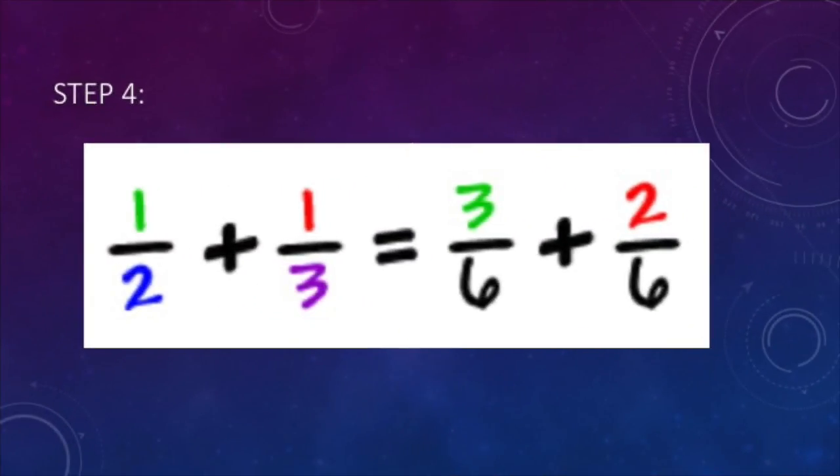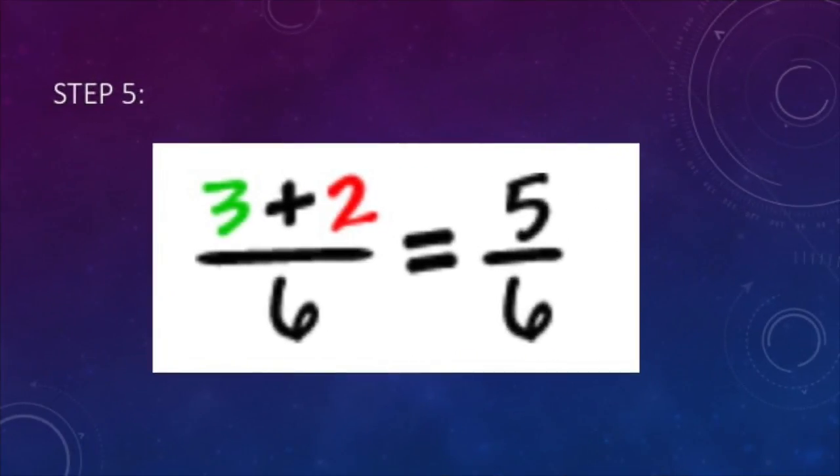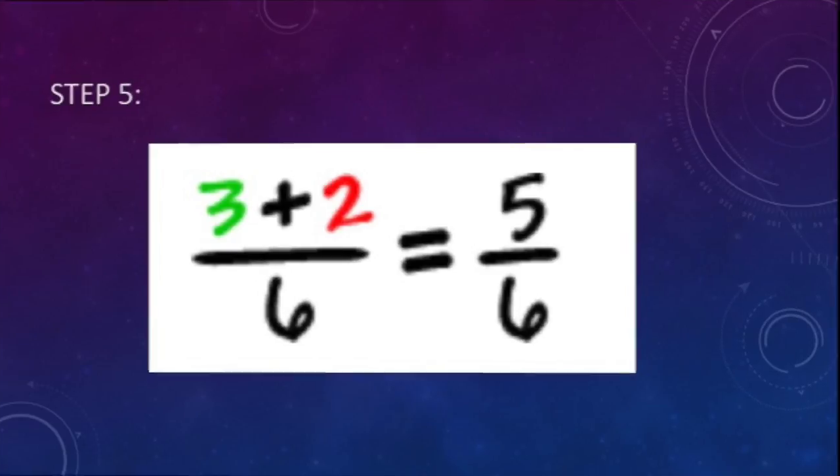Now we add our two new fractions together, 3 over 6 plus 2 over 6. Now we can add the two fractions. The 6 on the bottom stays the same, and the 3 and the 2 add together. Our answer is 5 over 6.